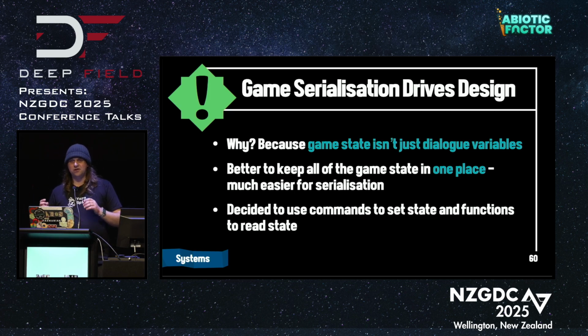The game state is variables, but it's also position in the world, grid inventory stuff, weather, time of day, all this other stuff that is not relevant to the dialogue system and yet should be saved in the same place. So they decided to use custom commands to set state and use functions to read them, which raised my eyebrow as someone who designed those systems for use, but they said it works for them, so hey, cool.